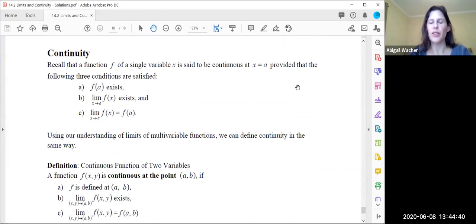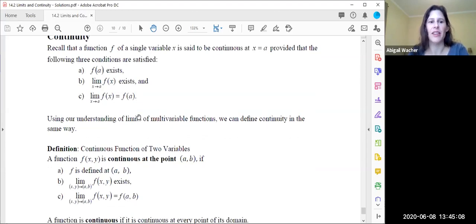Okay, so continuity. Recall that a function f of a single variable x is said to be continuous at x equals a, provided that the following three conditions are satisfied. So continuity, not just that the limit exists: f(a) exists, the limit as x goes to a of f(x) exists, and the limit as x goes to a of f(x) has to be equal to the function value f(a).